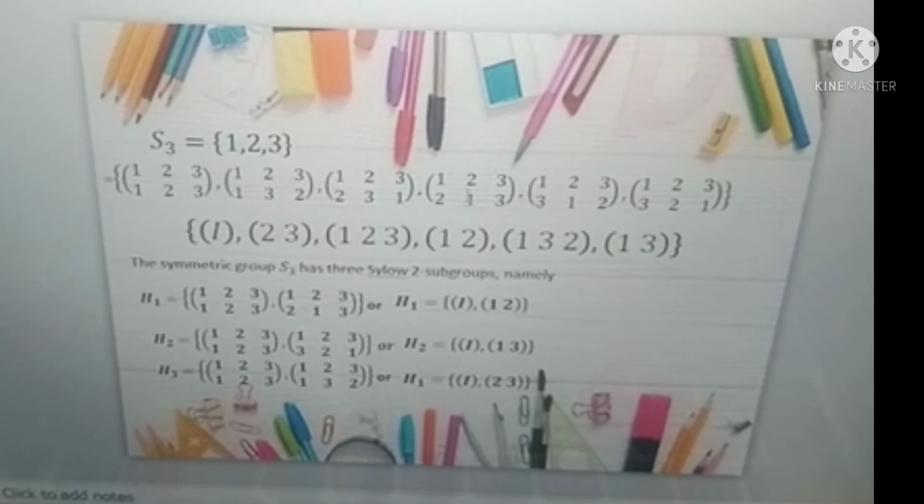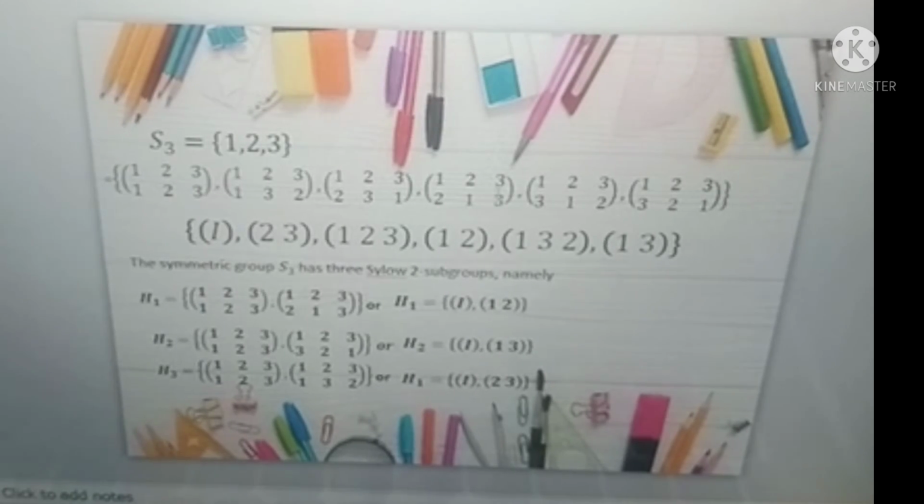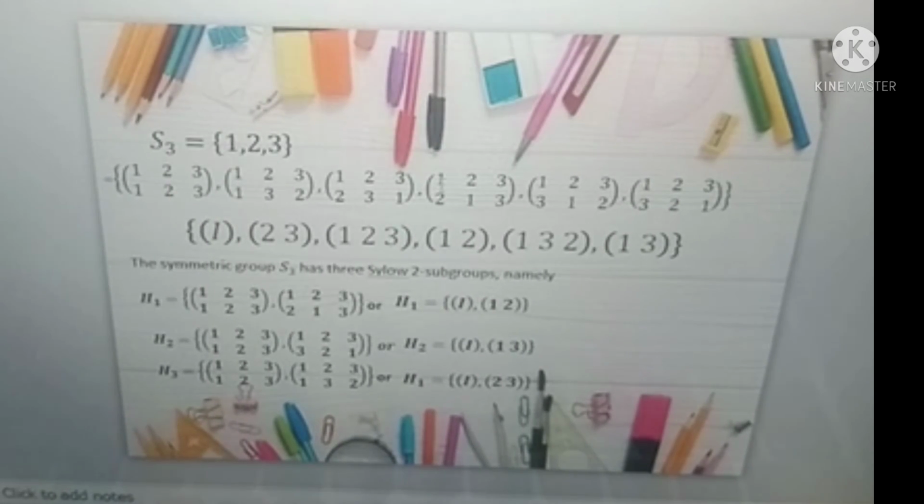Then the fourth one: 1 maps to 2, 2 maps to 1, 3 maps to 3. So 1 maps to 2 and 2 maps back to 1, so they are a pair. Since 3 maps to 3, it could be written, but according to the definition of cycle notation, a cycle containing a single element should be omitted because it is understandable that 3 is fixed.